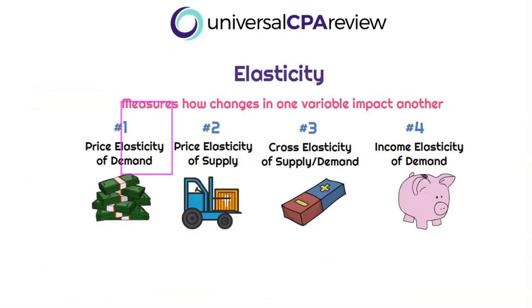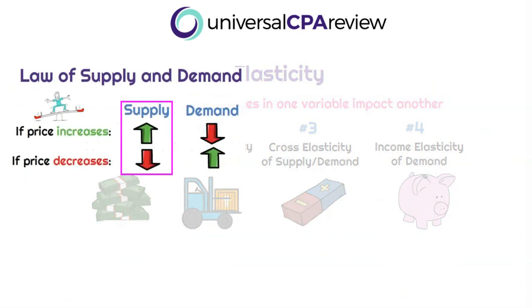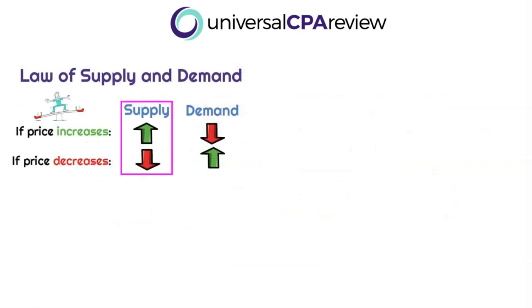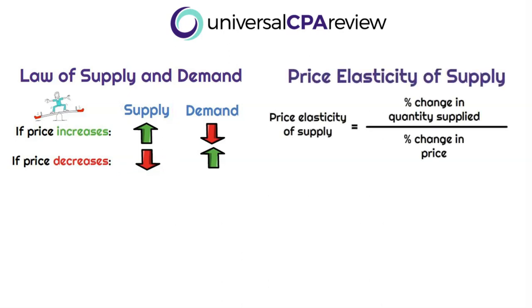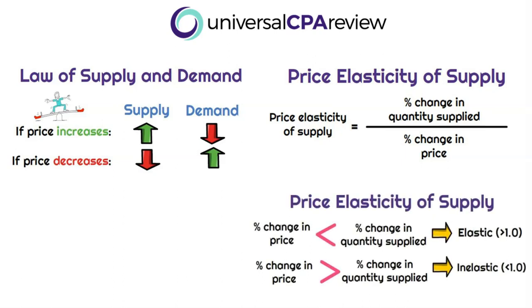Now we're going to talk about the price elasticity of supply. If we think back to our law of demand and supply, when the price increased, the supply increased, and when the price decreased, the supply decreased, right? Now the formula for the price elasticity of supply is very similar to the price elasticity of demand, except we're talking about supply here. So once we do the calculation using our formula, we'll get a result. And if that coefficient is greater than 1, that means it's elastic. If it's less than 1, it's inelastic, right? So very similar again to the price elasticity of demand.